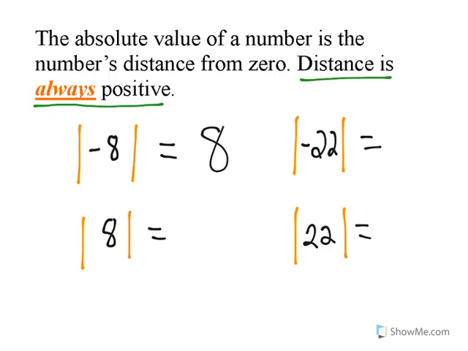Now if we look directly underneath that, the absolute value of 8, well, what's the distance between 8 and 0? 8. So the absolute value of 8 is also 8. Moving along, the absolute value of negative 22, well, what's the distance between negative 22 and 0? It's 22. And again, the absolute value of 22, well, what's the distance between 22 and 0? It's 22.